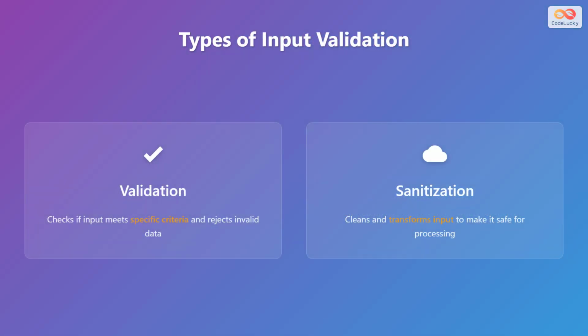There are primarily two types of input handling techniques that we will discuss. These are validation and sanitization. Validation checks if the input meets specific criteria, such as data type, format, or length, and rejects any invalid data. Sanitization cleans and transforms the input to make it safe for processing by removing or encoding potentially harmful characters.